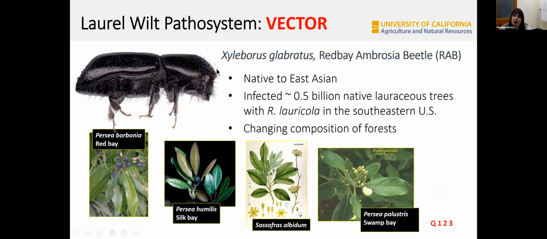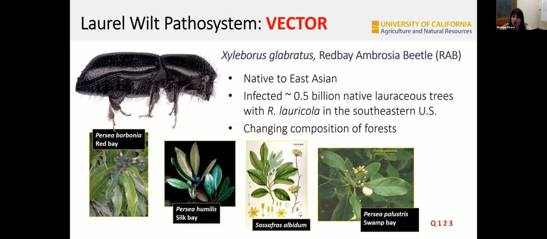So I know I said Xyloborus glabratus is not necessarily the vector, but it is sort of the vector that generated our knowledge of this particular pathosystem. And so it's important to understand that while this might not be the main vector in avocado, it is the guiding species that they find mostly in natural stands of Lauraceae, and they do believe that in natural Lauraceae, it is the actual vector.